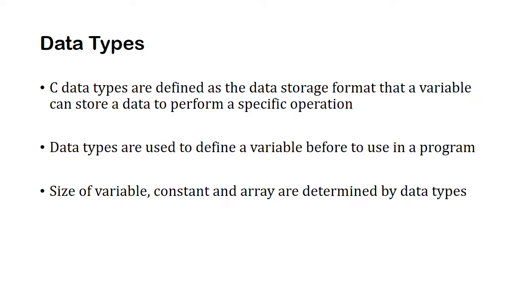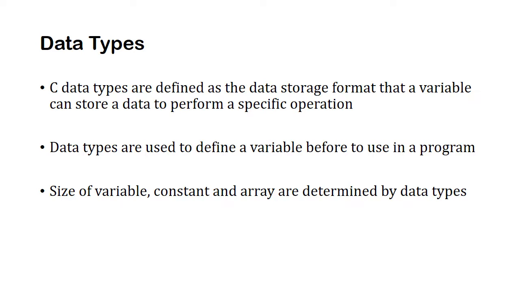So C data types are defined as the data storage format that a variable can store, and that variable can use that data to perform some operation. So basically it provides a data format for the variable. Now the data types are used to define a variable before using it in a program. So before using a variable in a program, we have to define it, and we use data types for it.